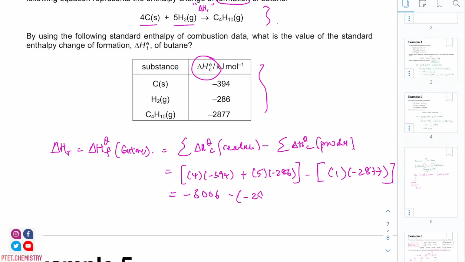So again, 2 at 7, 7. So there's a negative there. So altogether I get minus 129 kilojoule per mole. All right.